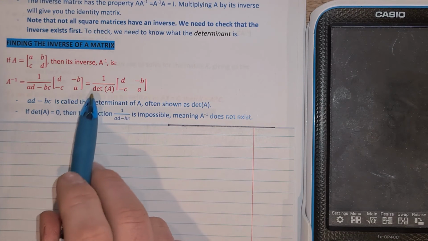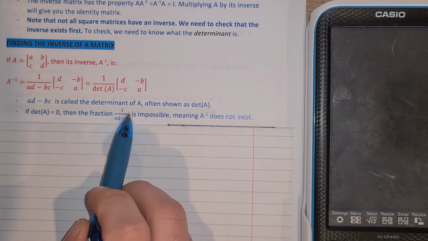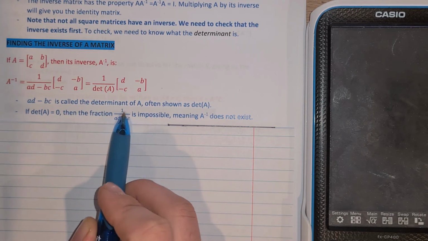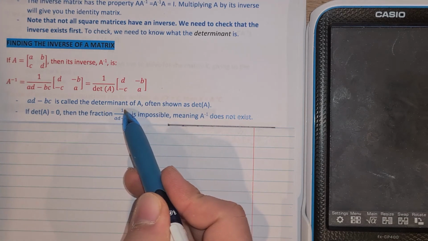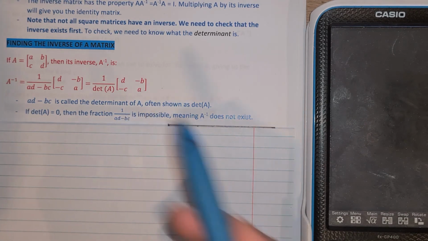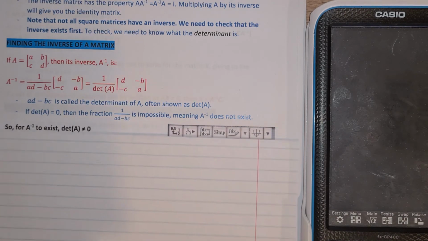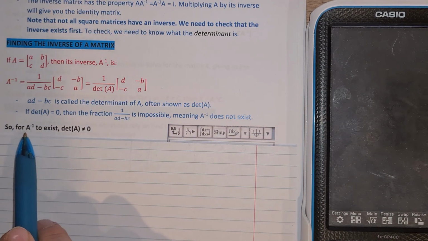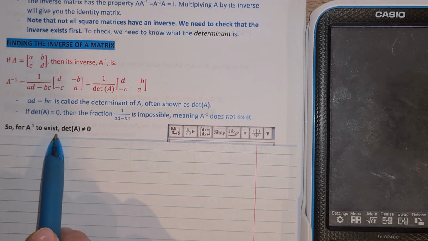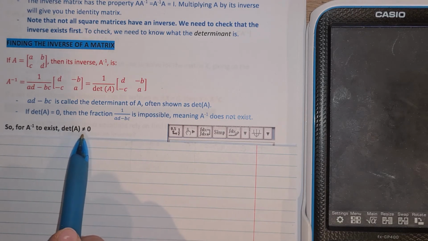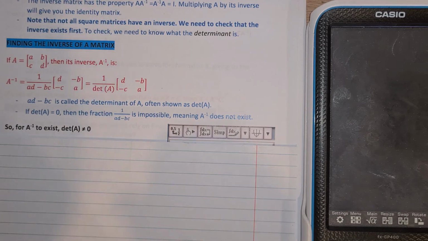Now what you'll notice is that if the determinant of A is 0, this fraction becomes impossible, because if the determinant of A is 0, you've got 1 over 0. You cannot have 0 as the denominator of a fraction. You can't divide a number by 0. So what this says is, for the inverse of A to exist, the determinant of A cannot be 0. It must not equal 0.